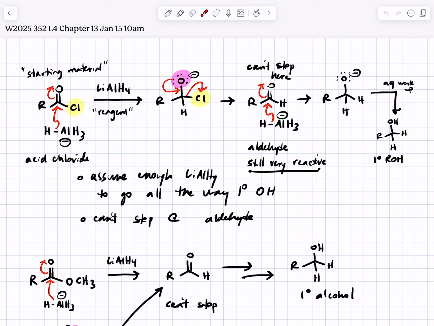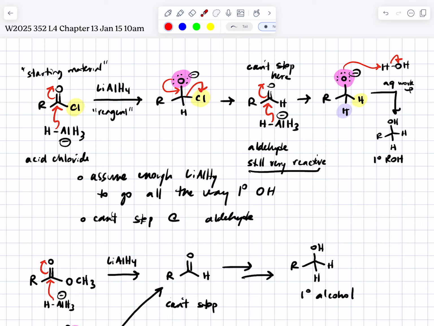Lithium aluminum hydride can't stop there because it's a very reactive reagent, and the aldehyde is super reactive, about as reactive as an acid chloride. So another hydride gets delivered, and you get this tetrahedral intermediate. Then as you look at the negatively charged oxygen relative to the nucleophile that got added, there aren't any good leaving groups. You're stuck until aqueous workup, whereupon you add water, and that protonates what used to be the carbonyl oxygen, and you get this primary alcohol product.